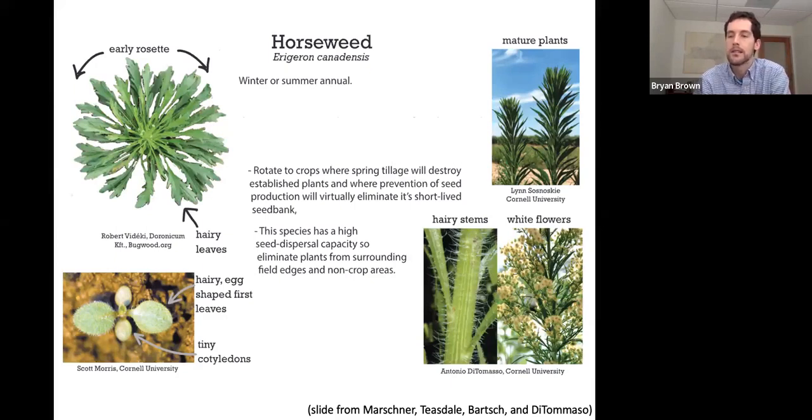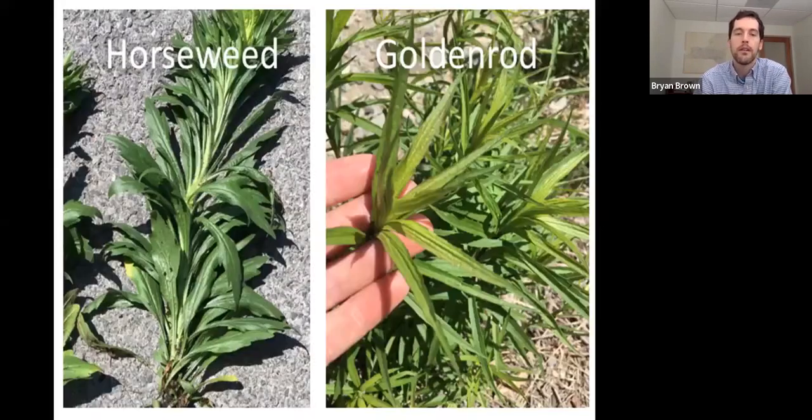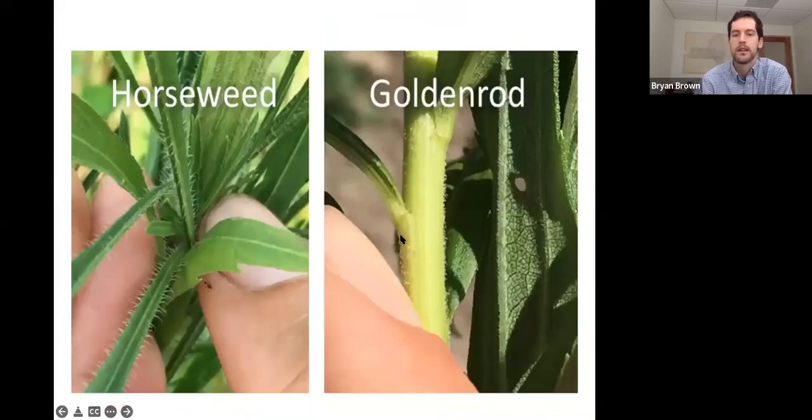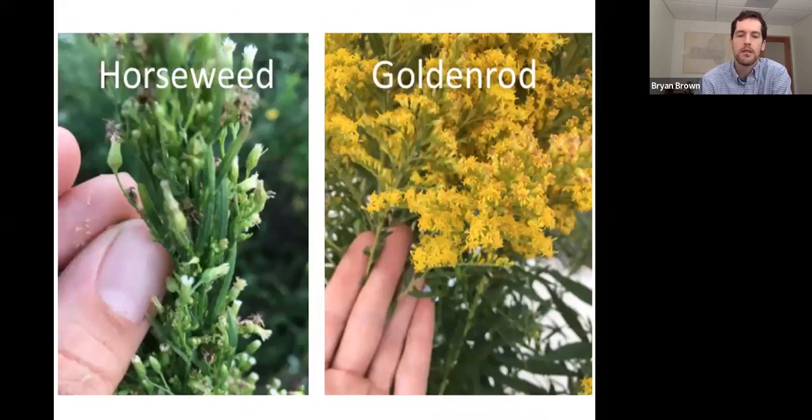And I guess some folks get it confused with goldenrod. So I actually put together some comparison pictures here. Horseweed leaves are widest towards the tip of the leaf, whereas goldenrod are widest towards the base of the leaf. That's one distinguishing characteristic. Horseweed actually has longer hairs and they're more towards the edge of the leaves.